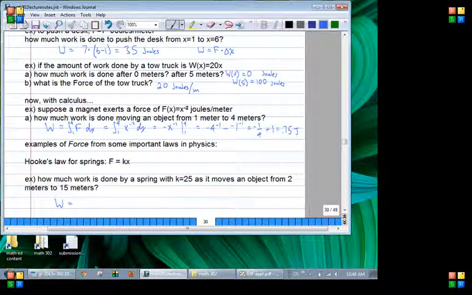Okay, so the integral from 2 to 15. So just symbolically, it's just f dx. But let's write that out properly. The integral from 2 to 15 of 25x dx. And then the rest is just really, really easy calculus. Okay, so 25x squared over 2 is going to be 12.5 x squared from 2 to 15, and then just plug it in.